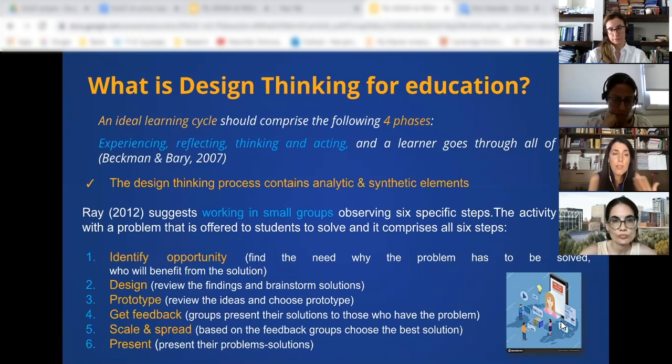Then you can design. In this second phase of design, you can review the different findings and brainstorm solutions. In the prototype phase, you can review all these ideas and choose the one that is probably the best one. And in order to choose it as a prototype to implement, you can get some feedback from the different groups who will also present some solutions to a problem. Then, based on the feedback that you get, you can choose the best solution, and in the end, they can present their problem solutions. So this is just a simple implementation of how you can introduce design thinking in a collaborative activity in the classroom.